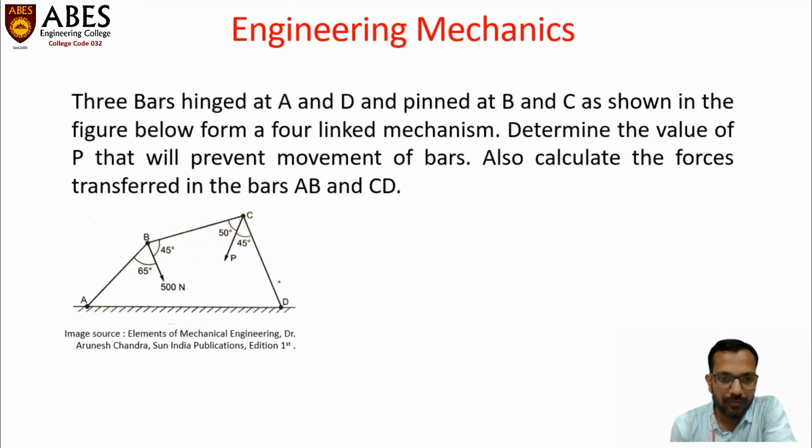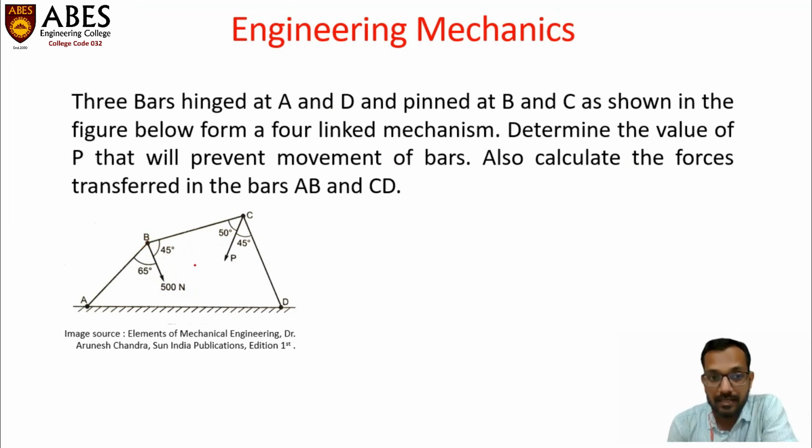So in this problem, first of all, we will find out the value of force P as well as the forces which are being transferred into these bars AB, BC and CD. So let's proceed. First of all, we will start from this junction B, because the force has a magnitude of 500 Newton and this magnitude is completely known. So we will start from that junction where the value is given. So let's analyze this junction B first.